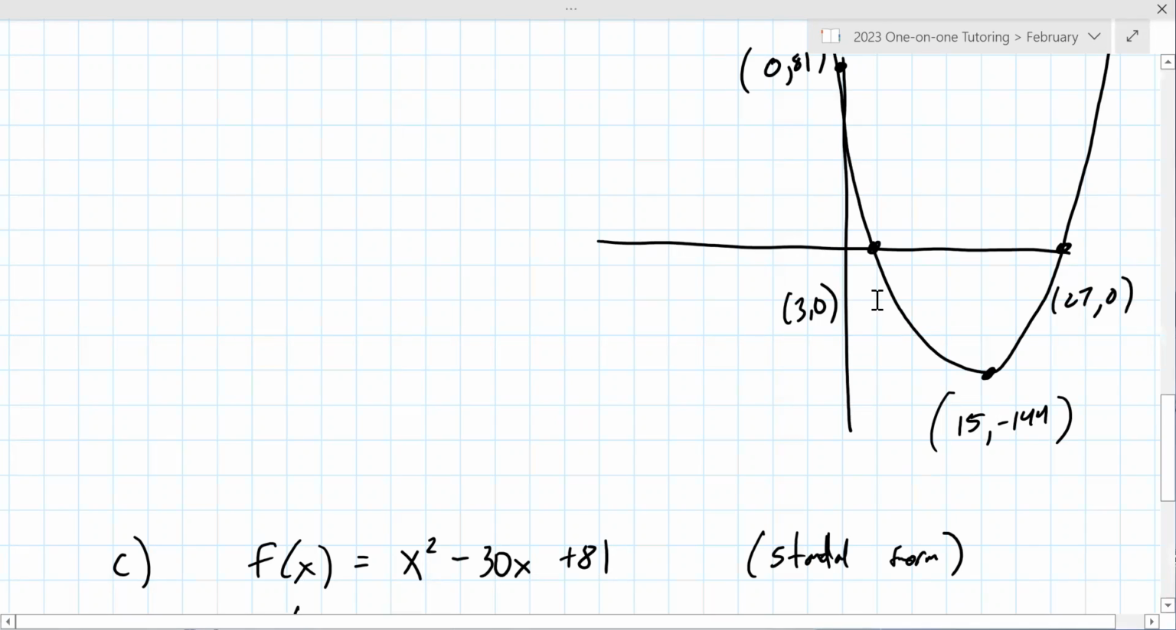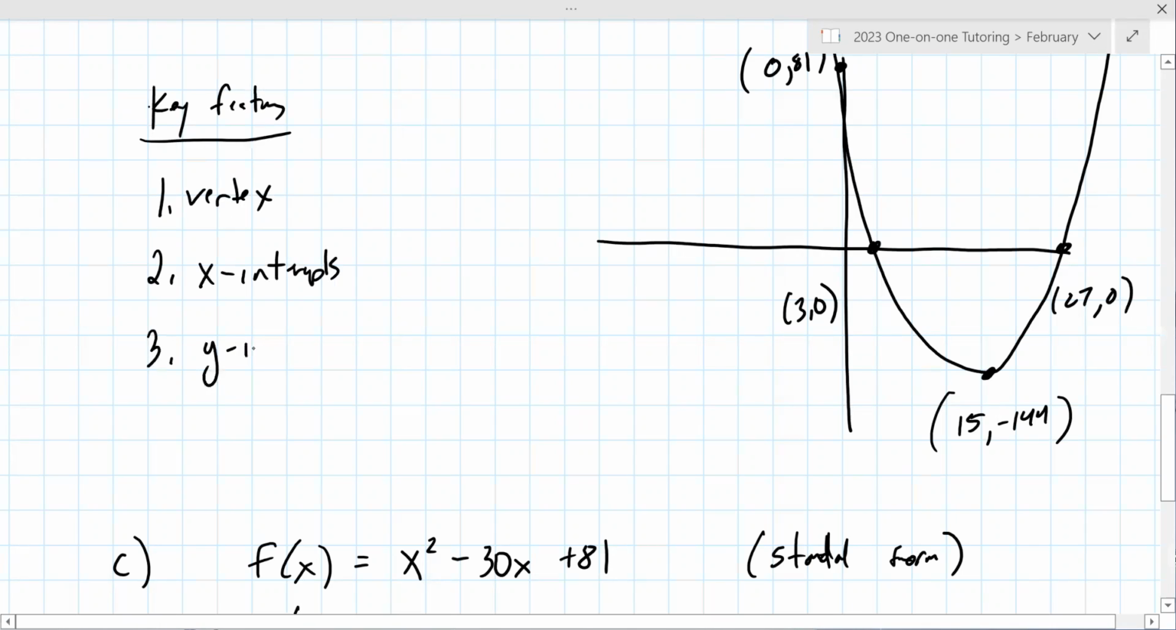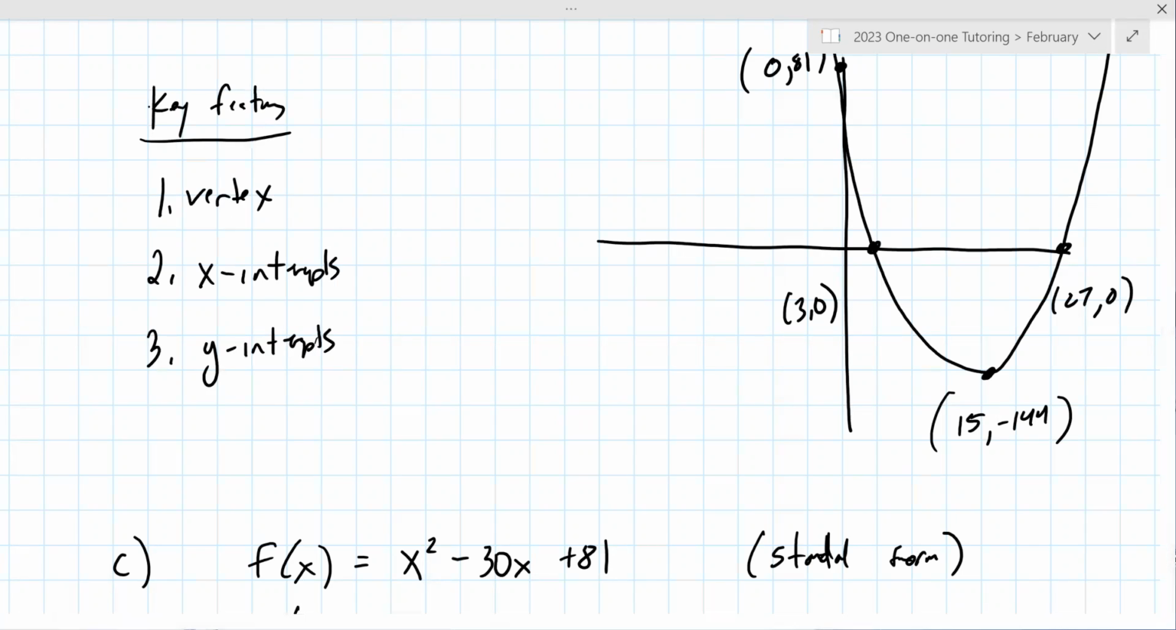So the key features they want are the vertex. Let me make a list here. Key features are x-intercepts, y-intercepts, and the vertex. Okay.